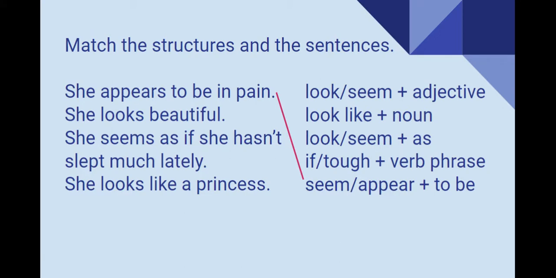Okay, great. Let's go ahead and check. She looks beautiful is using look or seem plus an adjective. She seems as if she hasn't slept much lately. We're using the structure look or seem plus as if or as though plus a verb phrase. And she looks like a princess is look like plus a noun.